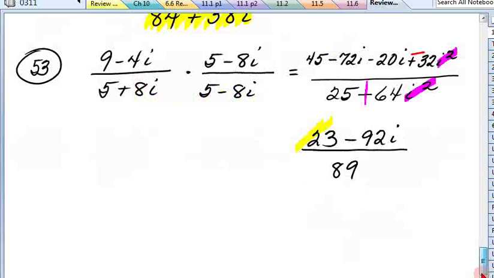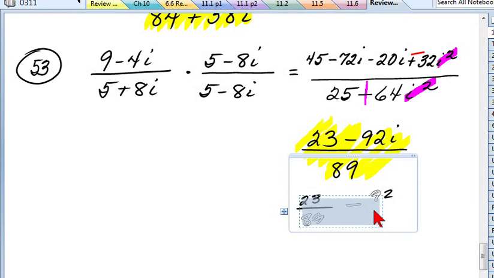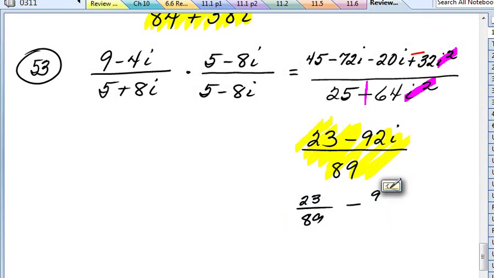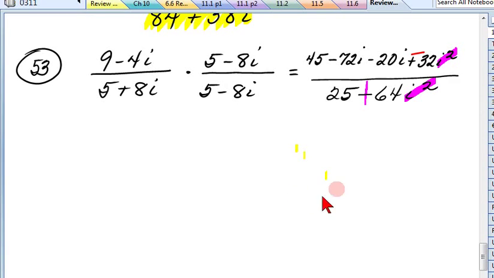Oh, I really would be okay with this answer. If this were a math lab question, it would want 23 over 89 minus 92 over 89. And pause because I messed up and hit a button. Okay, just start that over.